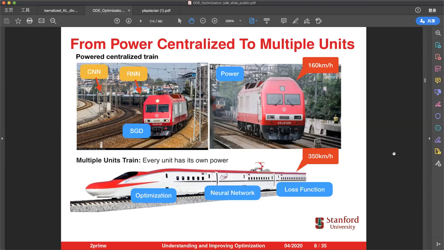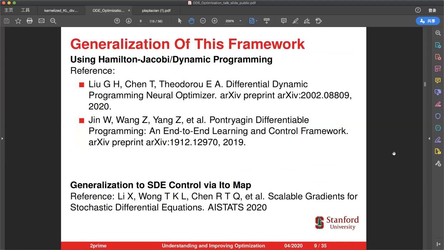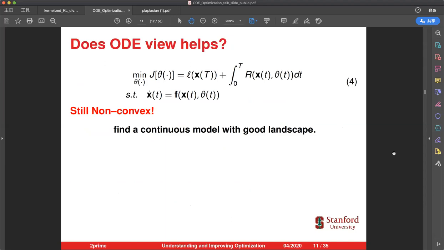And then analyze it together. Also, our framework using the adjoint equation is not the only framework. We can also use the Hamilton-Jacobi equations framework or the dynamic programming framework to learn a neural network. And here are some empirical papers using this to optimize a neural network. Also, you can extend it to an SDE, for example when you use dropout in the ResNet. If you want to solve an SDE control problem, what you first think about is solving a backward stochastic differential equation. Actually, you can just extend the adjoint equation framework to the SDE using something called the Ito map.